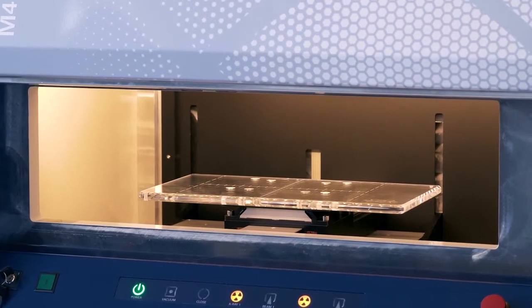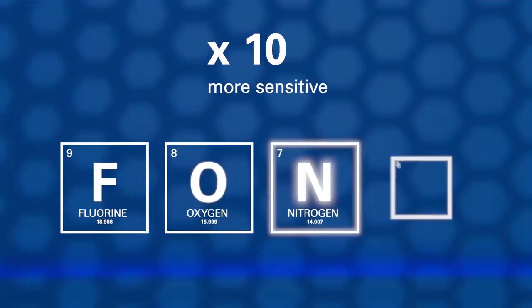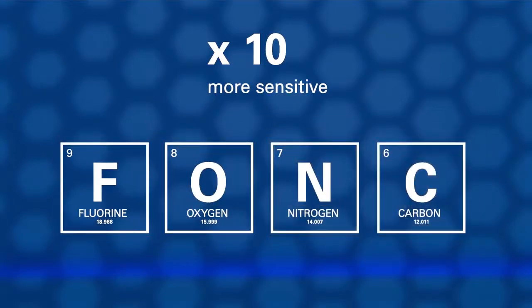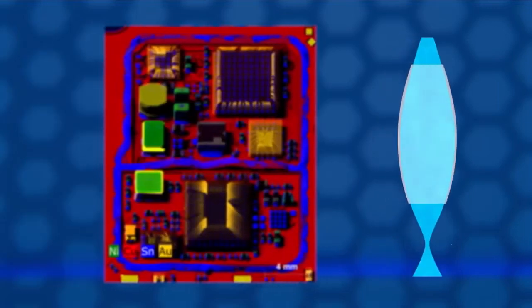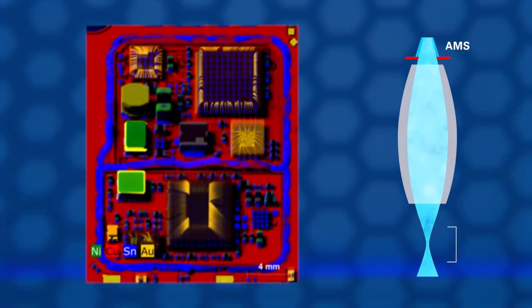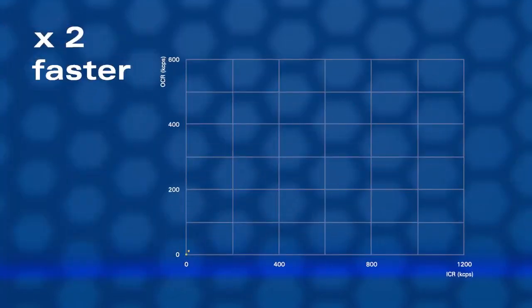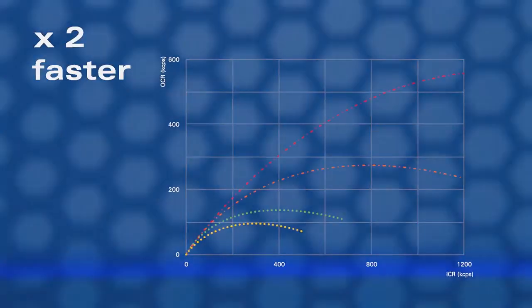It is 10 times more sensitive than its predecessor, so it analyzes even light elements such as fluorine, oxygen, nitrogen, and carbon with unprecedented detection limits. With the newly developed patented aperture management system, the X-ray beam is narrower, meaning the instrument keeps more in focus with a higher depth of field. With the new pulse processor, it can measure twice as fast as any other Micro-XRF system.